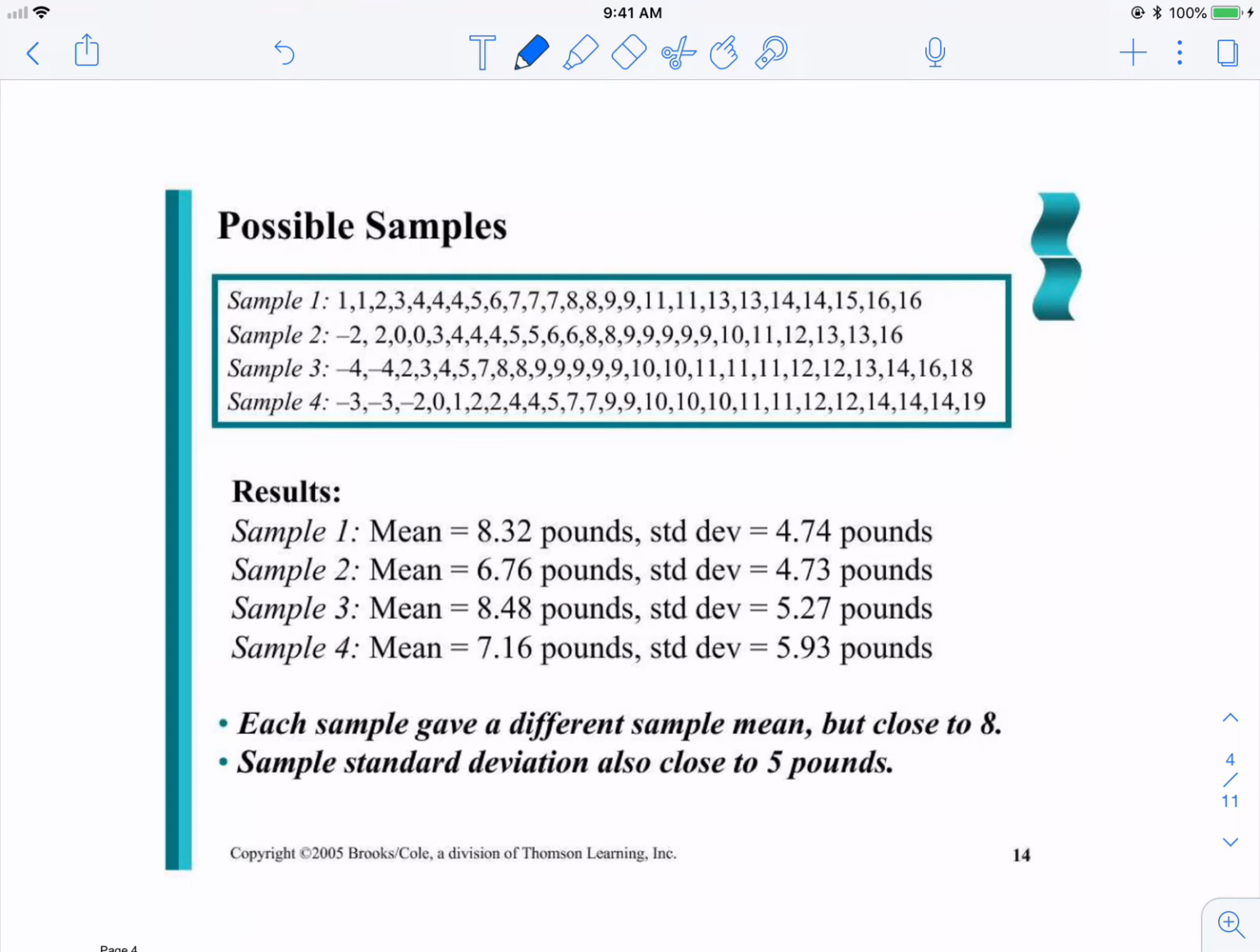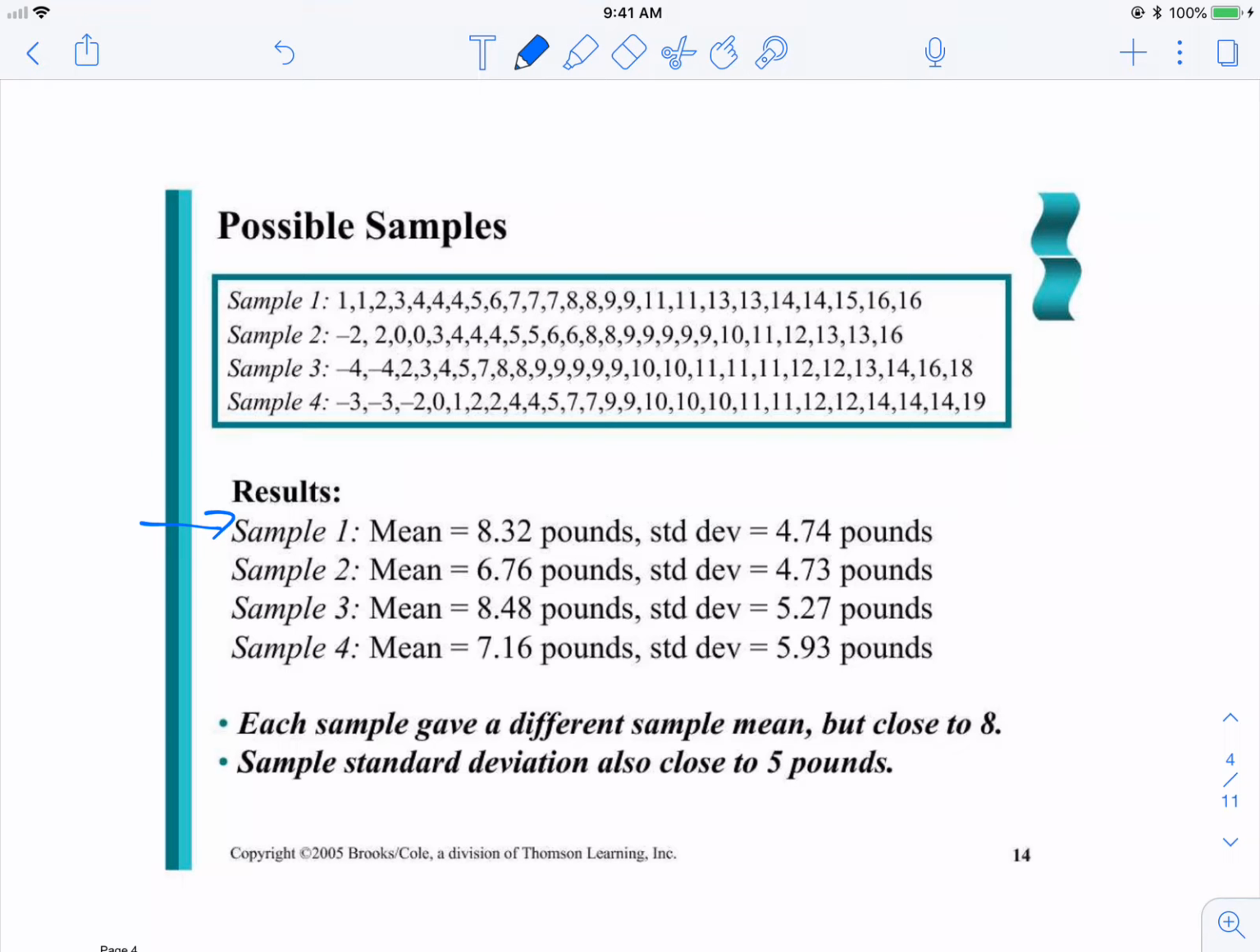Now, from this population, we are going to take a bunch of samples of size 25. Now, there's some variation within each of the samples. Our first sample, we can see that the average weight loss was 8.32 pounds, and the standard deviation was 4.74 pounds. Okay. Sample 2, you can read that, 6.76 pounds was the mean there. Standard deviation was 4.73. And sample 3, sample 4. We know that there's some variability within each of our samples.